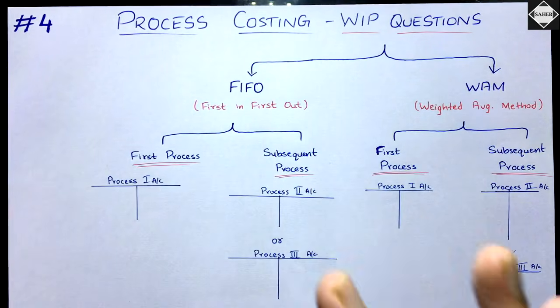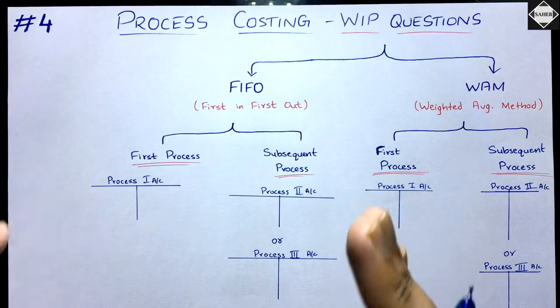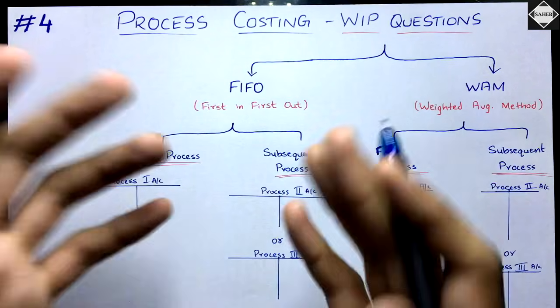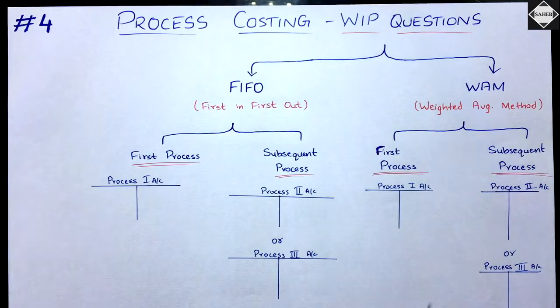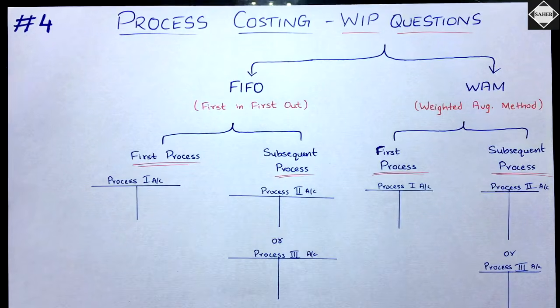Now in this video we are not going to see FIFO. What we're going to do in this video is just understand what WIP is, what equivalent units are, and all these concepts and logic. From the next video, we are going to start with the FIFO method and the first process question. Fine, so let's start understanding what WIP is and everything.